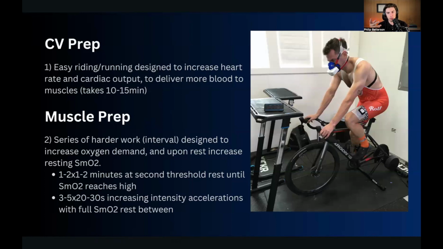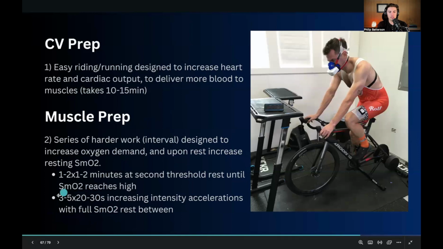And there's really two ways that I've seen people do this effectively in the past. The first one is doing something like 1 to 2 sets of 1 to 2 minutes at second threshold, and then full rest until SmO₂ reaches a high. And this full rest is really important because a lot of the times rest is considered 25 watts on the bike or walking on a treadmill. But what we found is that just to standardize everything, stopping with your leg in an upright position, like this individual on the screen here, actually gives us a more controlled, better indication of when SmO₂ reaches a peak.